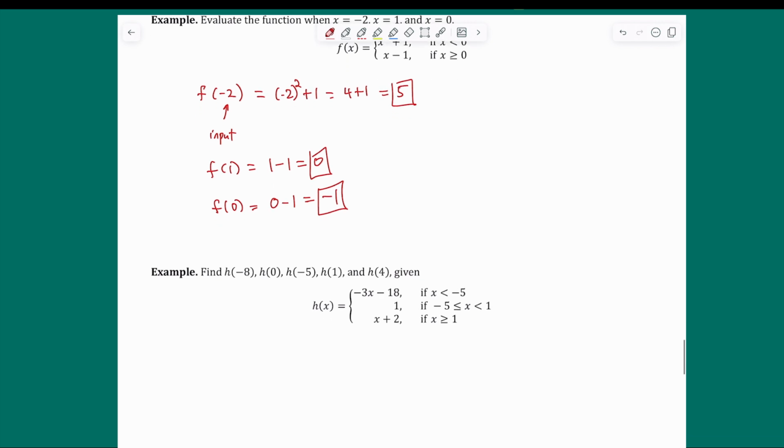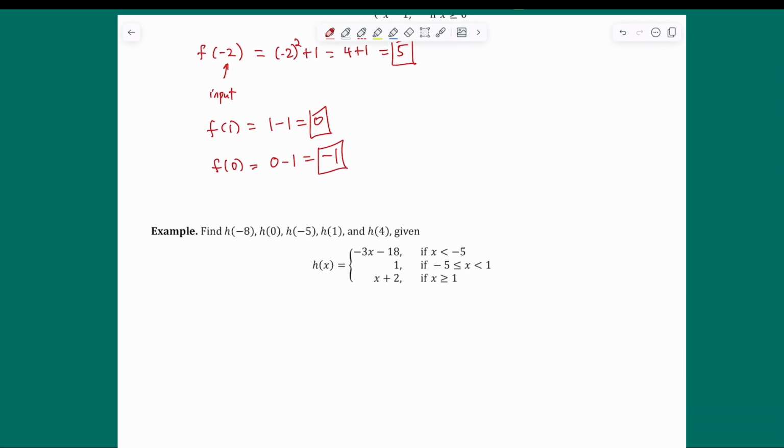All right, next we're finding h of -8, h of 0, h of -5, h of 1, and h of 4, given h of x is equal to -3x minus 18 if x is less than -5, h of x is equal to 1 if x falls between -5 and 1. We've got to pay attention to the inequalities here because it's less than or equal and less than. And h of x equals x plus 2 if x is greater than or equal to 1.